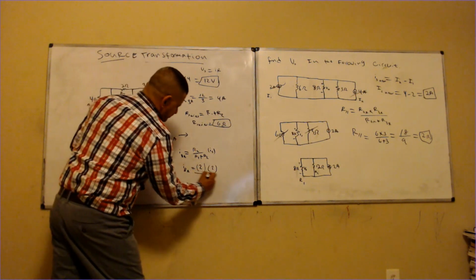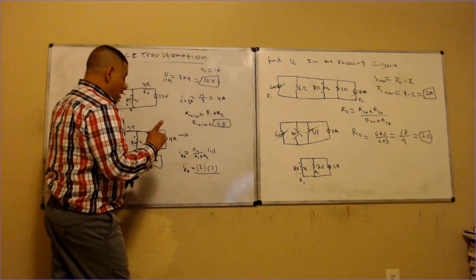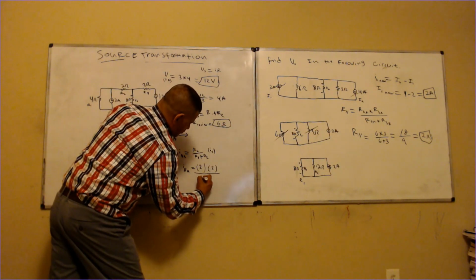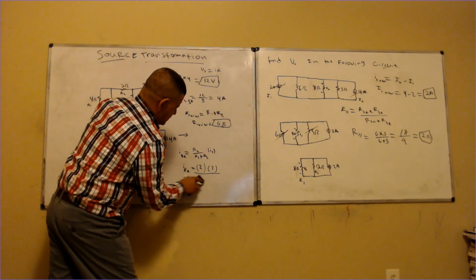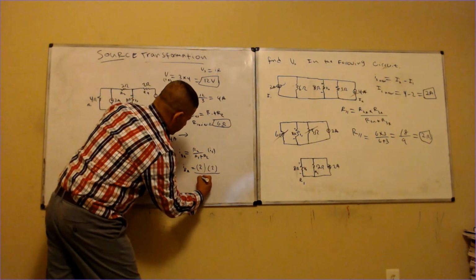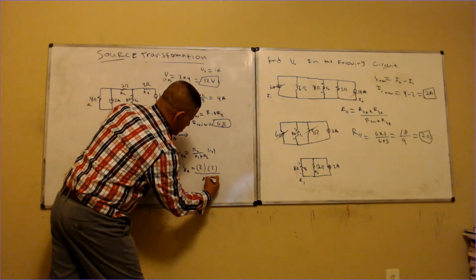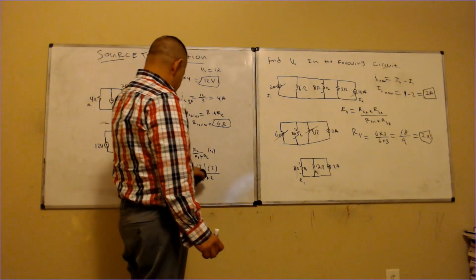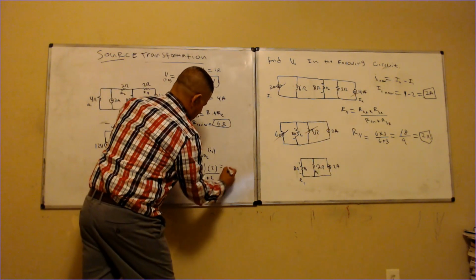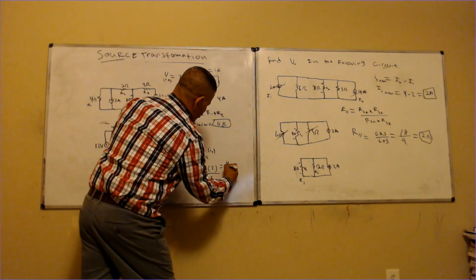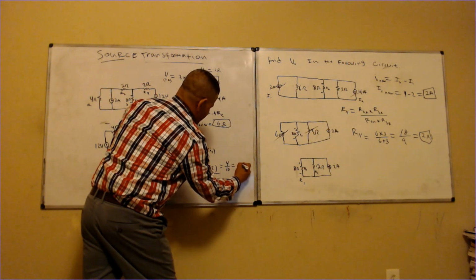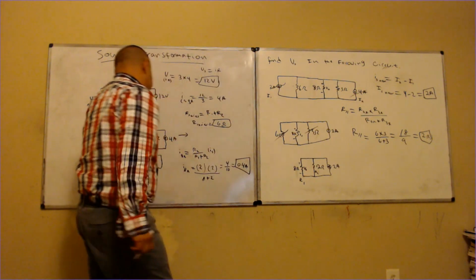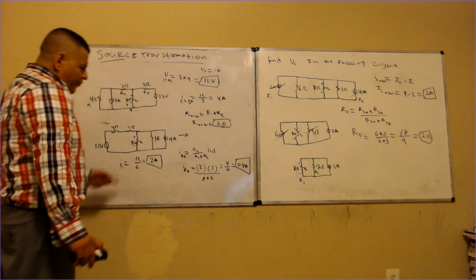Okay, so now we can say it's going to be 8 plus 2, right? So 8 plus 2 is 10, and this is 4, so it's going to be 4 over 10, which is equal to 0.4 amps. Now we have 0.4 amps.